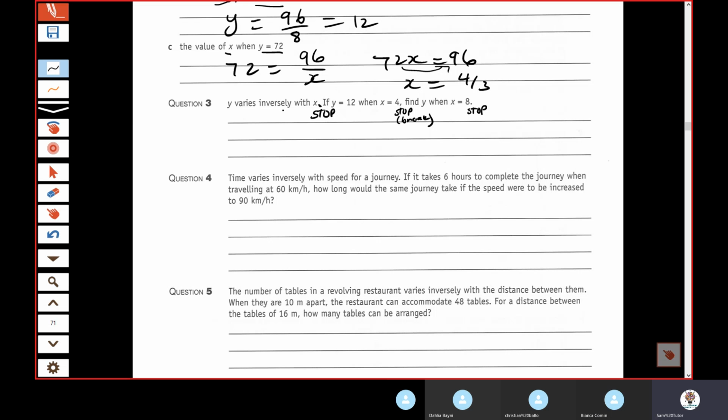Stop. So y varies inversely with x. That means y equals k on x. Then we usually go and try to find k, which means I need x and y. Keep going. If y is 12 when x is 4, then I know that multiply this over, k equals 48. So once I find k, I have my new equation, which is 48 on x. Then the last bit is find y when x is 8. That's easy. x is 8, 48 on 8, 6. Done.